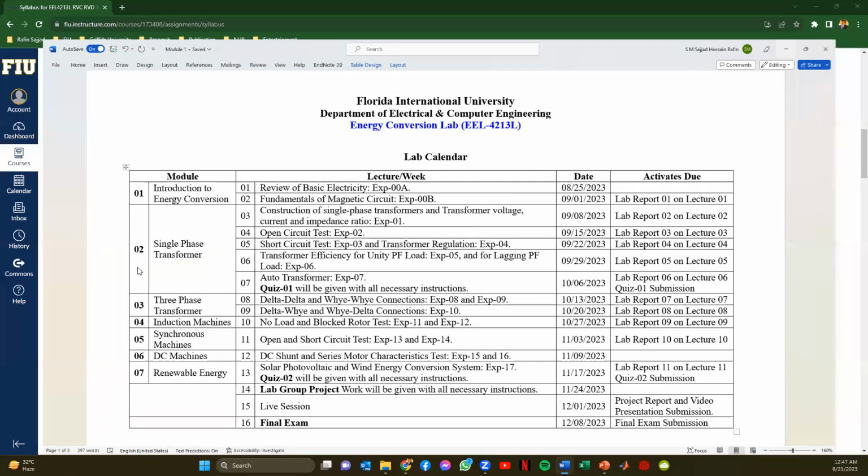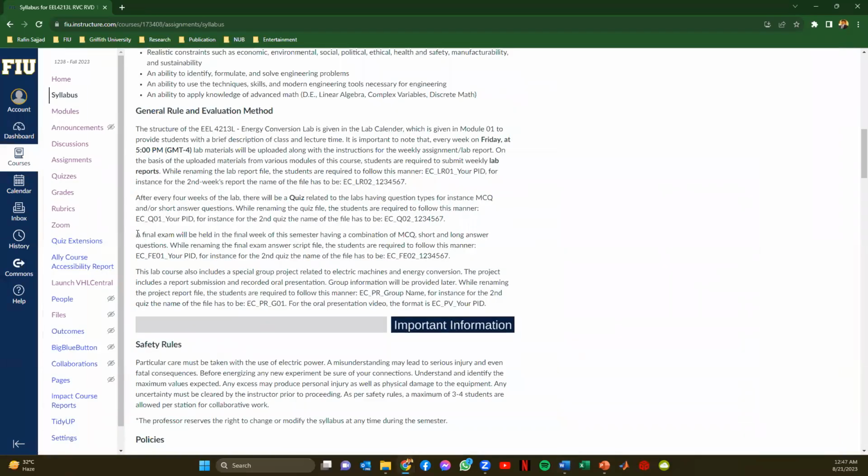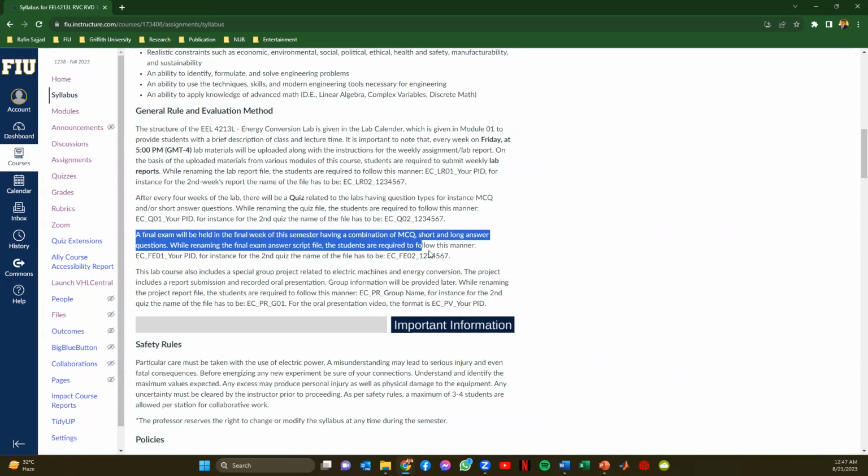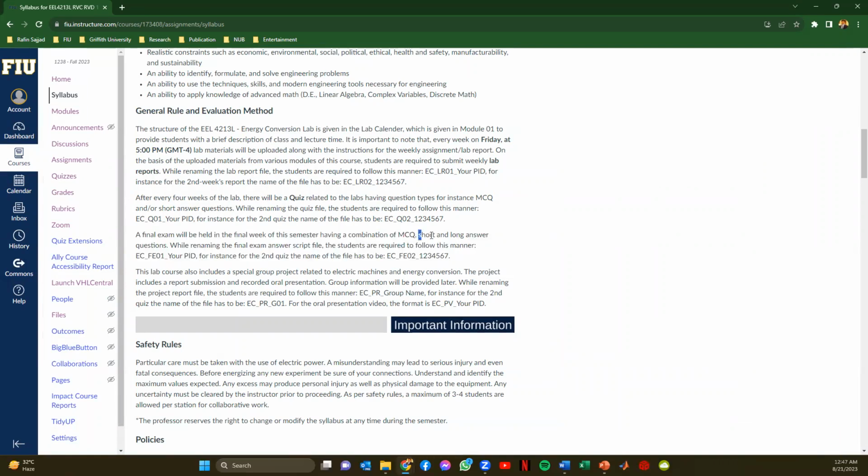Okay, let me give you, so there will be a final exam as well. It will be a combination of MCQ, short and long answer questions. The quizzes are also short answer questions. If I have given you only MCQ questions or anything, and you have to actually upload a file, then you'll have to remember this manner.